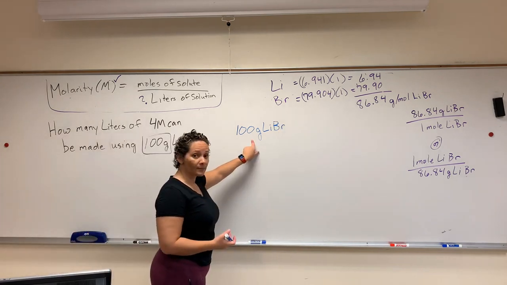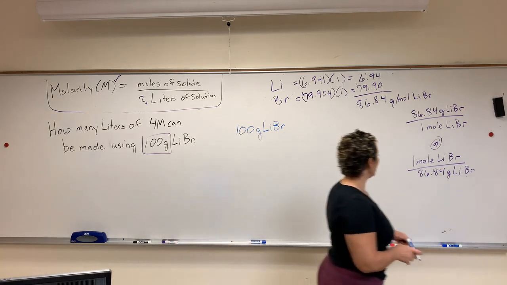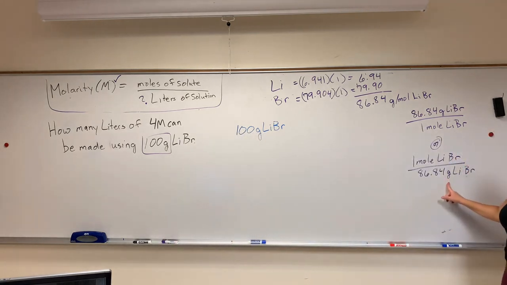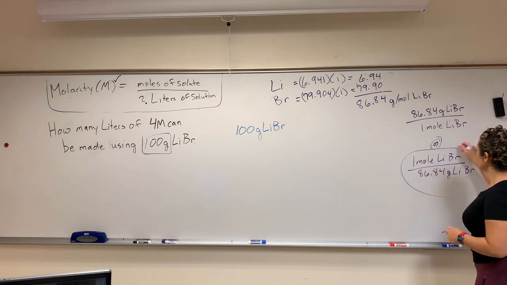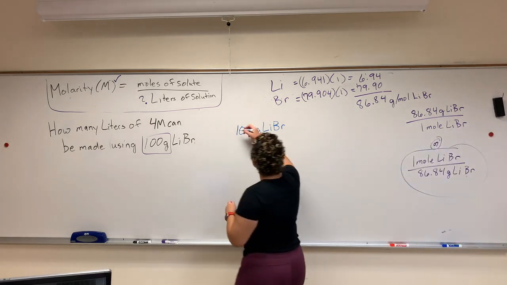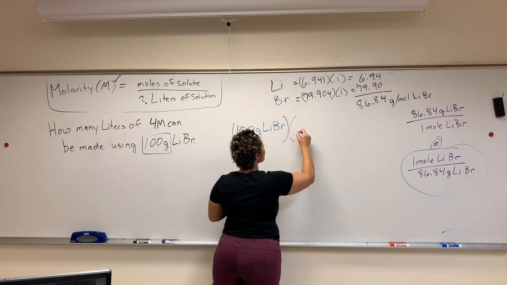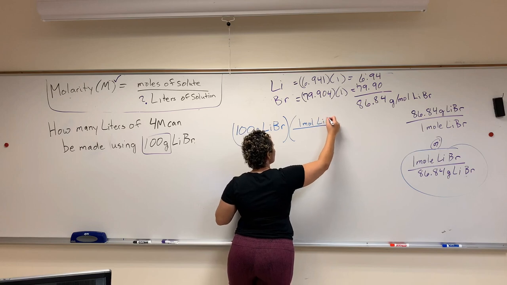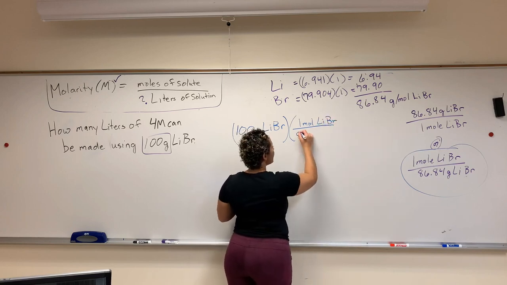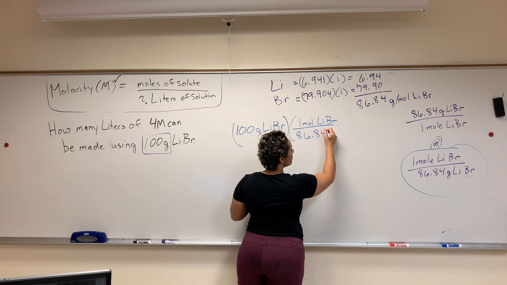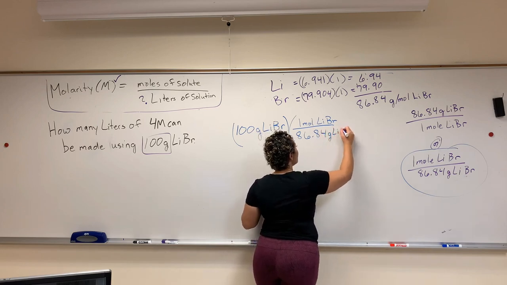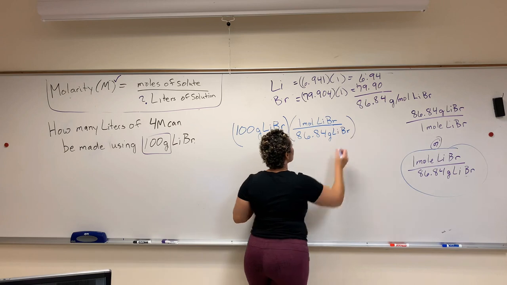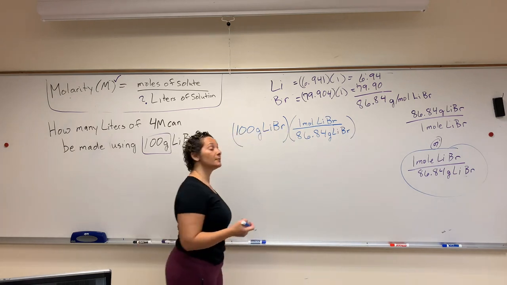We want to change grams to moles. So grams needs to be on the bottom, right? Gotta cancel it. Moles needs to be on the top, because that's what we're looking to get to. So this one is the one that we're gonna be using. Alrighty, so go like this. 1 mole LiBr equals 86.84 grams LiBr. All right, we're looking to chase some labels. We want to cancel some labels.